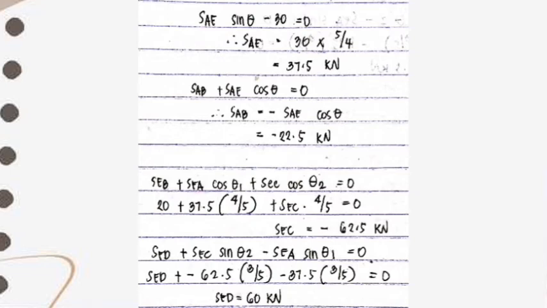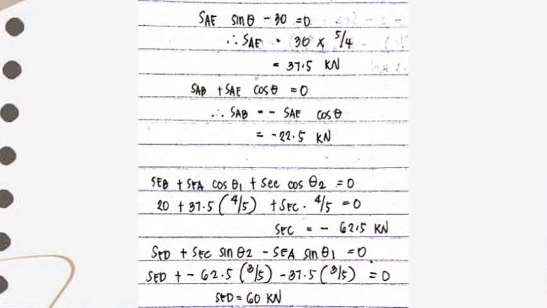So SEB is 20 plus SEA, which is 37.5, and the cos is 4 over 5. So plus SEC times 4 over 5, the cos, is equal to 0. So cancel, then cancel. So our SEC is equal to negative 62.5 kN.